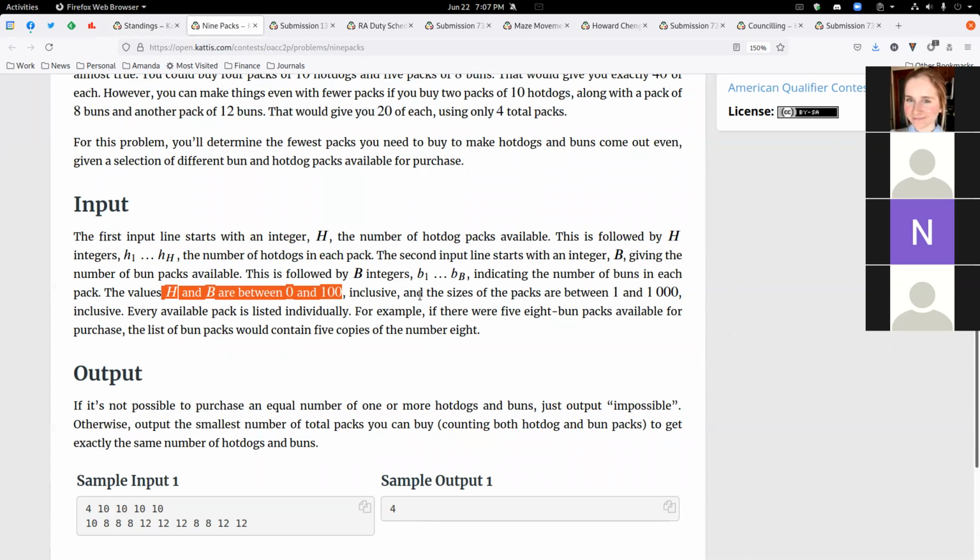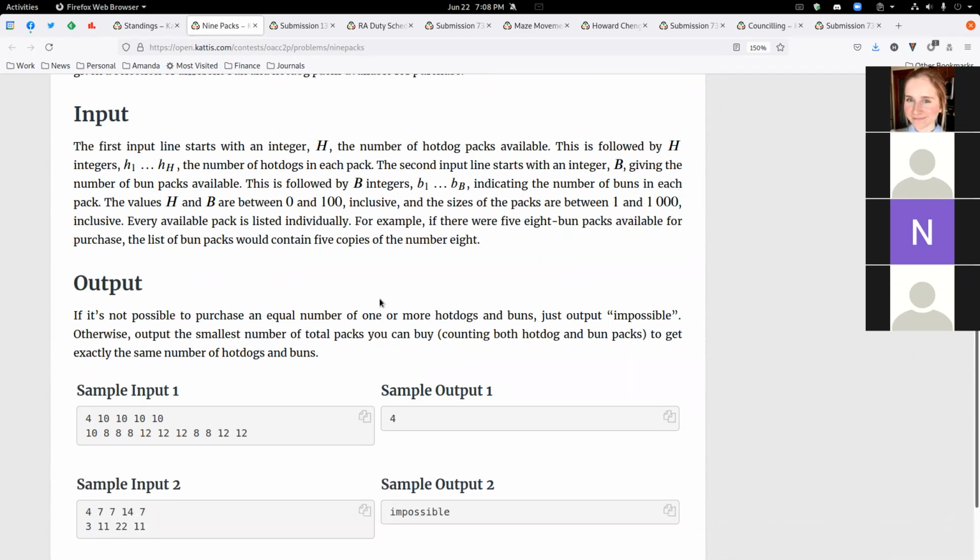And then the sizes of the packs are between 1 and 1,000. Every available pack is listed individually. So if there were 5 8-bun packs available, then the list of bun packs would contain 5 copies of the number 8. Okay, so that's the setup. If it's not possible to purchase an equal number of 1 or more hot dogs and buns, output impossible. Otherwise, output the smallest number of total packs you can buy, counting both hot dogs and buns, to get exactly the same number of hot dogs and buns.